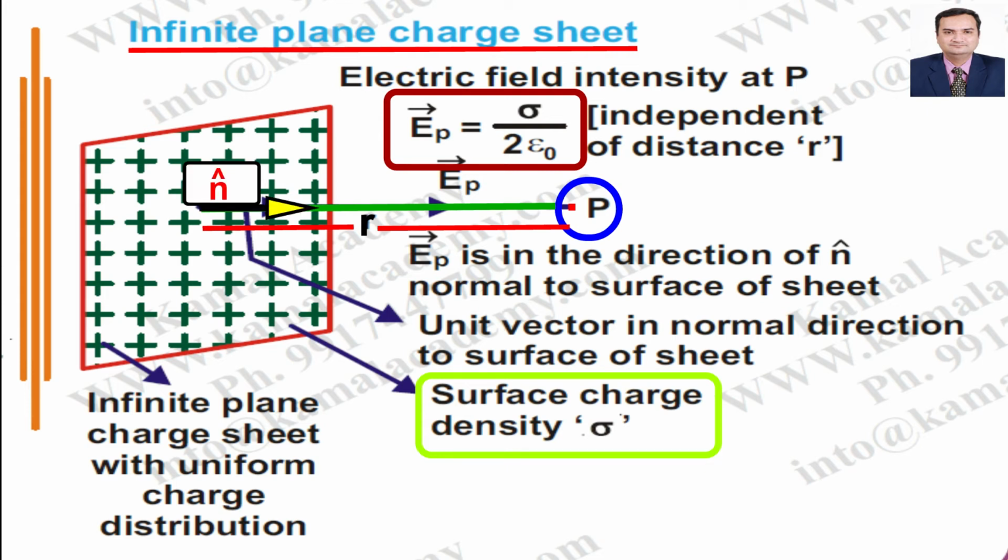Let n cap be the unit vector perpendicular to the plane of the charge sheet. Then the direction of electric field intensity at point P is in the direction of vector n cap. So the electric field intensity at point P is always perpendicular to the plane of the infinite plane charge sheet. In other words, electric field intensity is always directed normal to the plane of infinite plane charge sheet. It is along the area of the infinite plane charge sheet. So it is along the area vector.